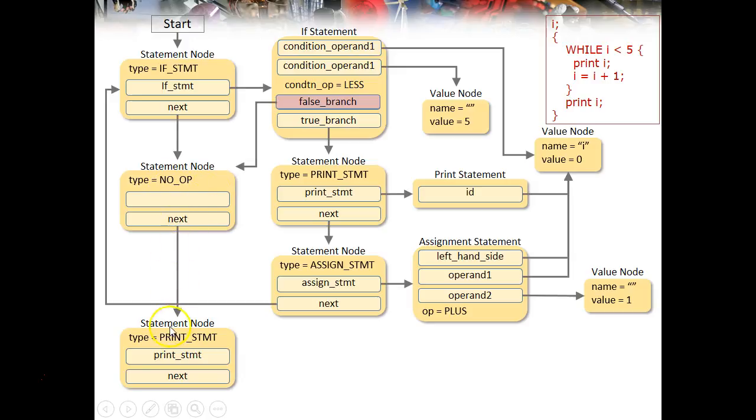And then the no-op points to a print statement, which is this last print statement here, and we're just kind of going on about our way. ID points back to the same value node, and then we're pointing to null. That'll terminate. There's a relatively straightforward while loop.